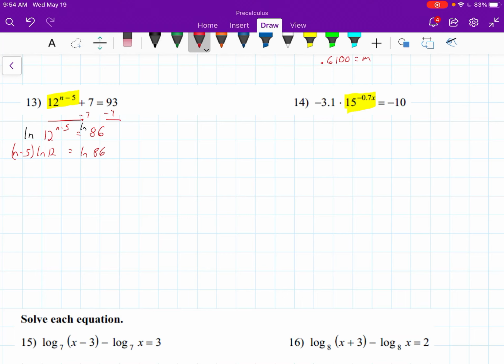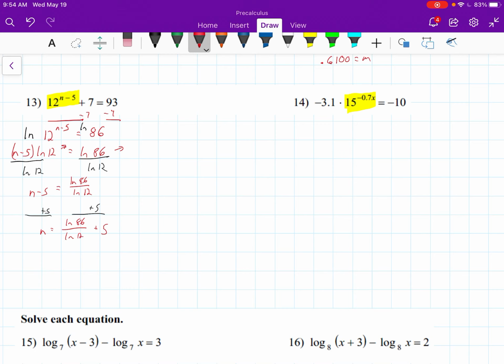There's a couple different ways you could solve. You could distribute first, but it seems like dividing by the natural log of 12 would probably be easiest. So we have n minus 5 equals the natural log of 86 over the natural log of 12. I prefer leaving the natural logs in there. You could find the decimals here, but then you have to remember more numbers, so I just prefer doing it this way. Now the last thing we would do is add 5 to both sides. And we get n equals the natural log of 86 over the natural log of 12 plus 5.